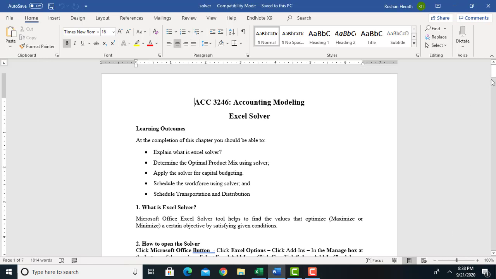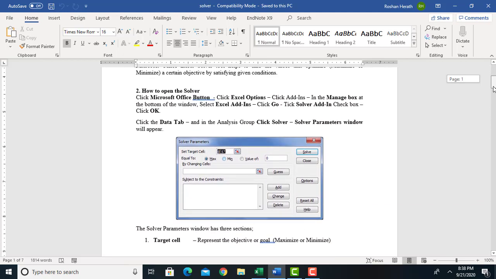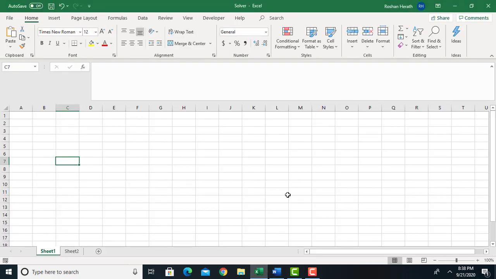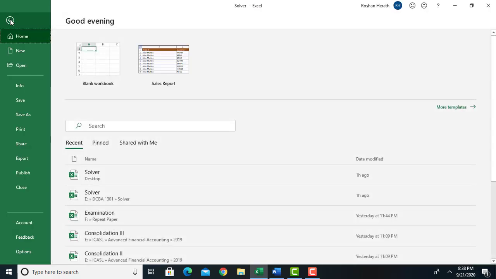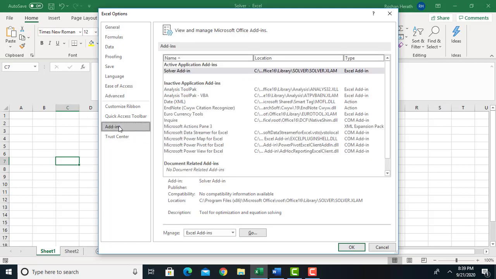Now let's see how to open this solver in your Excel. You can go to your Excel sheet. Then in order to open this particular capability, you need to go to the File command, then go to the Options. Then in the Options, you need to go to Add-ins.